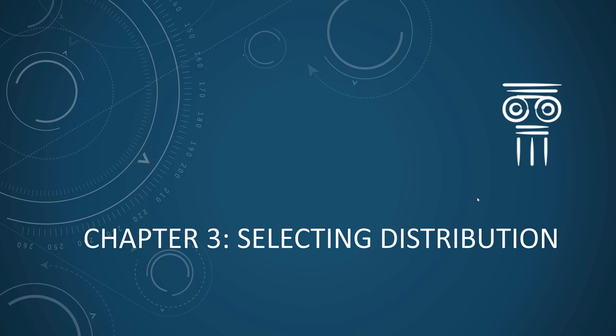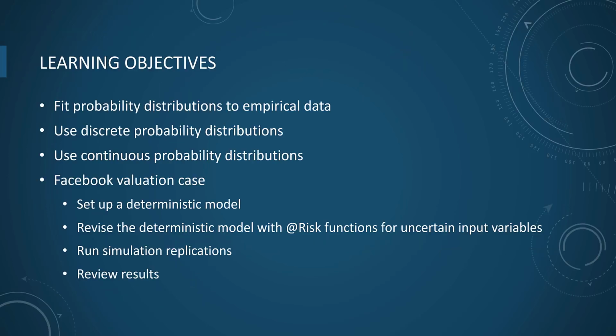In chapter 3, we're going to look at probability distributions, how to fit probability distributions, and understand the different kinds of probability distributions that are available as part of the @RISK platform. Here, we fit probability distributions to empirical data. So you have empirical data that you have observed, and then you fit a probability distribution.